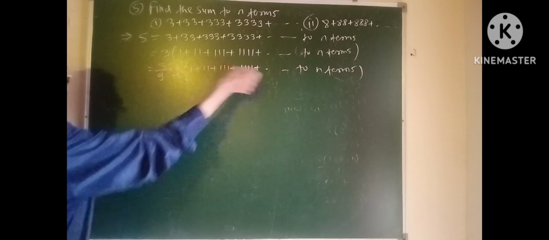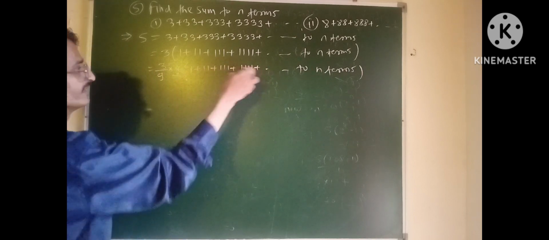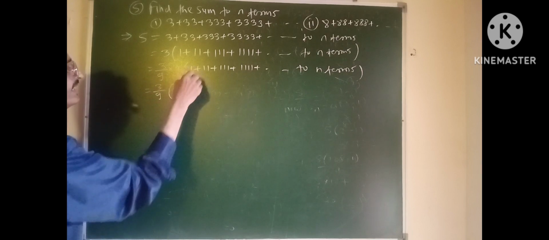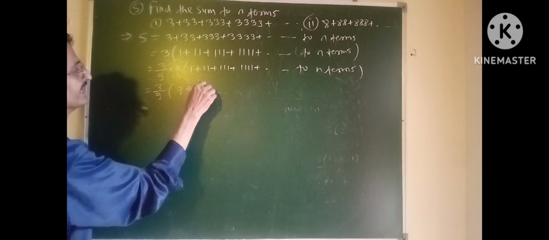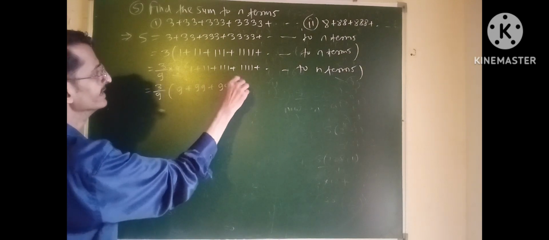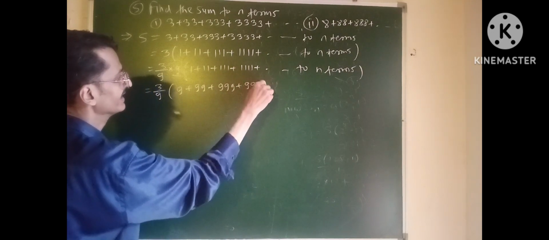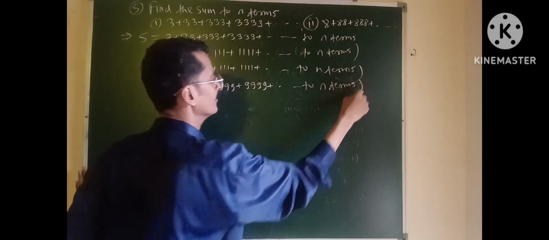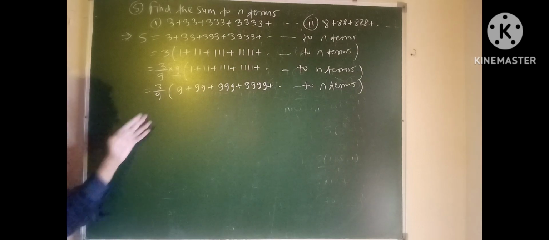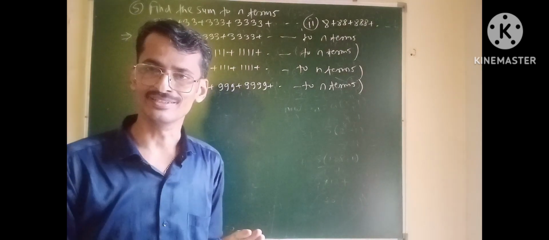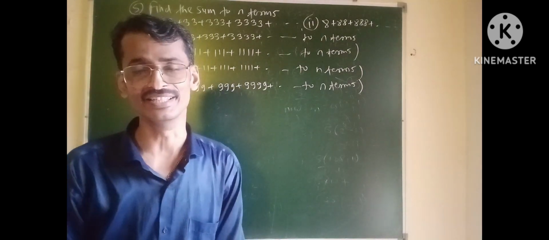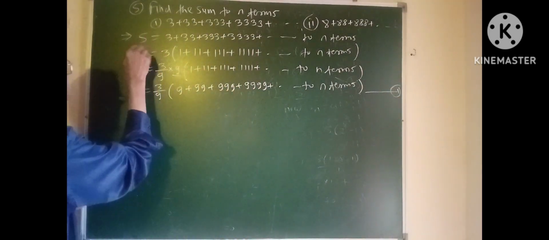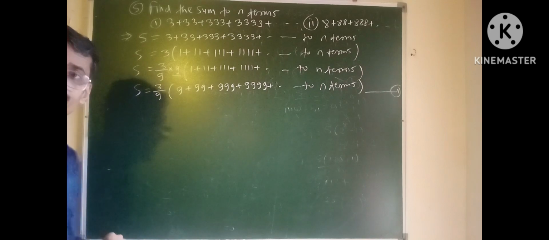So 3 by 9 times the same n terms. Now this 9 is here, so multiply each element by 9. So 3 by 9 and write the same: 9 into 1 is 9, plus 99 plus 999 plus 9999, up to n terms. Again this is neither AP nor GP, but we can solve it easily now. First write this as equation 1. This is simply S.